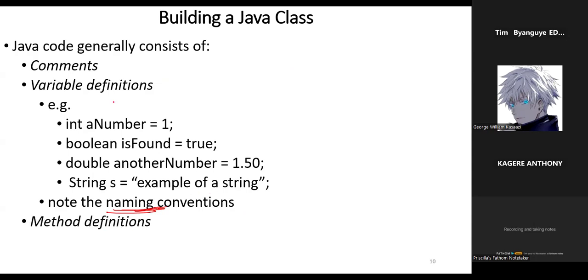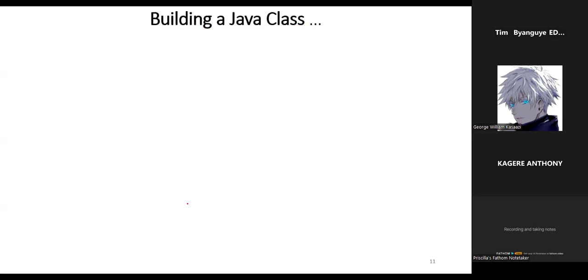Well, besides comments and variable definitions, the Java code will also contain method definitions. So we are learning how to build a Java class, but we've said everything that you write in Java for now is a class. Thus, we need to know what we include in our classes. We'll put comments, variable definitions, and method definitions. So now, what are comments?